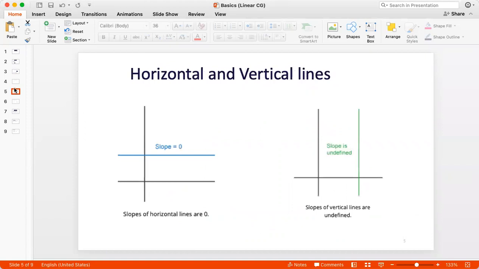Okay, from the corollary of the slope being the tangent of the angle that the line makes with the positive x-axis, we can say that a horizontal line will have a slope of 0 because the angle that it makes with the x-axis is 0, while the slope of a vertical line will not be defined because the angle that a vertical line makes with the x-axis is 90 degrees and tan 90 degrees is not defined. So a vertical line slope is not defined, right?